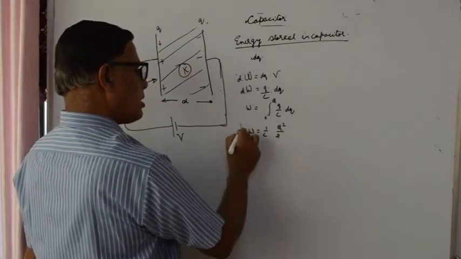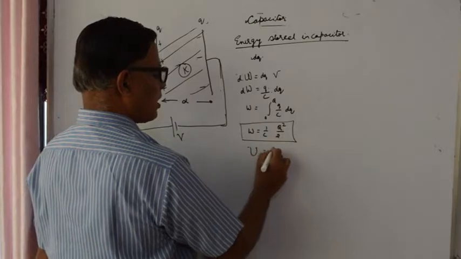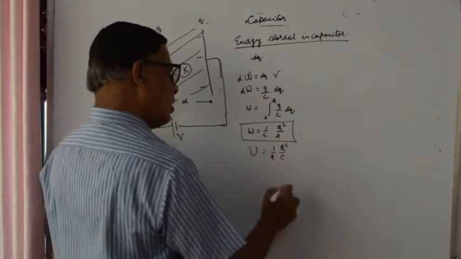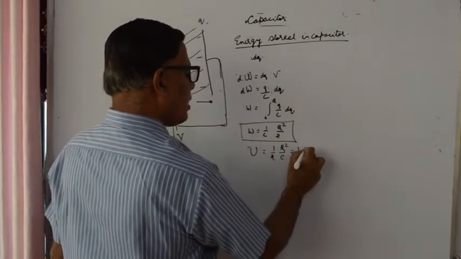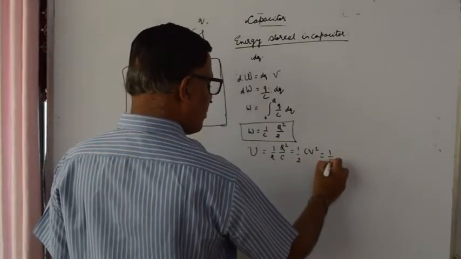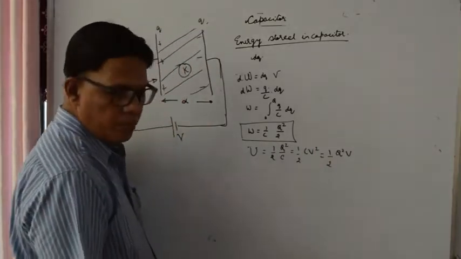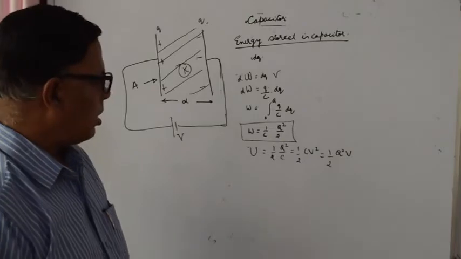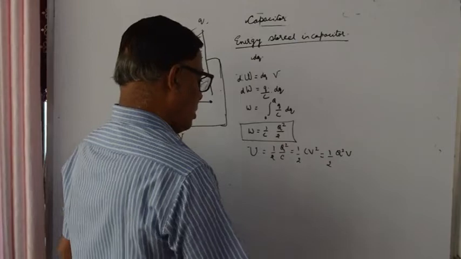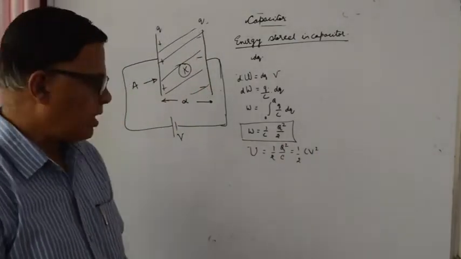Okay, this is the work done, and this work is stored as the potential energy of the capacitor, that is equal to half of Q square upon C, or can be written as half of CV square, or can also be written as half of Q into V. Okay. Any doubt? You can ask the doubt in the Google Classroom if there is any doubt regarding this.